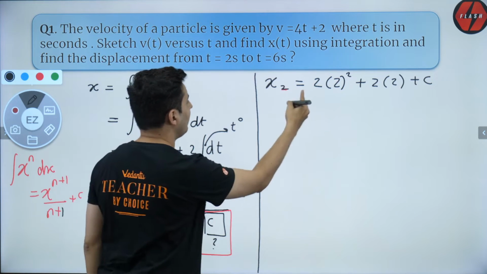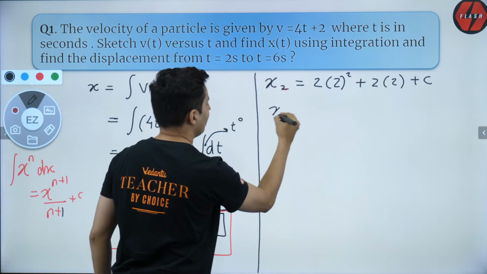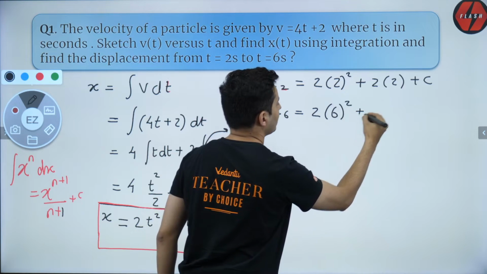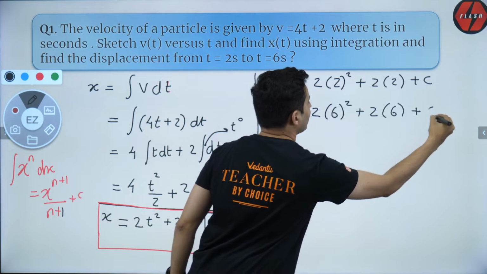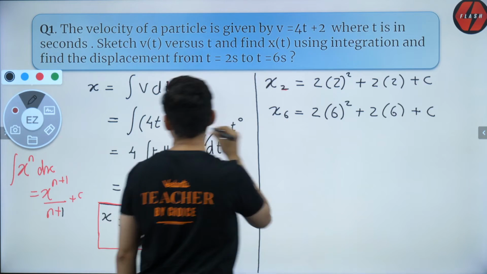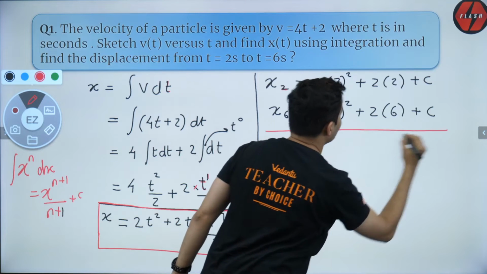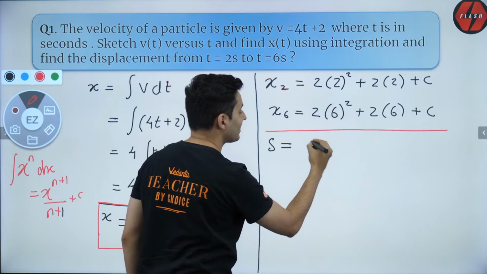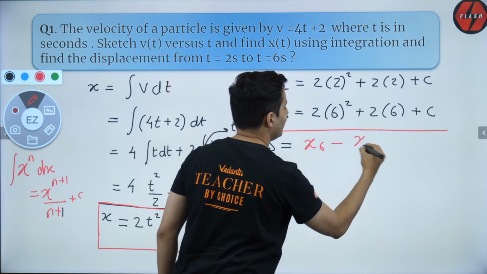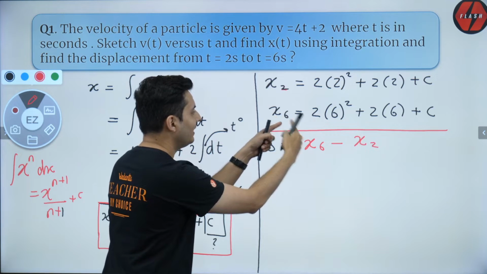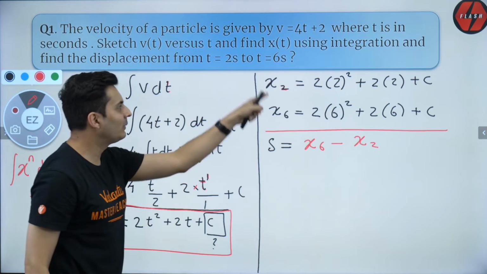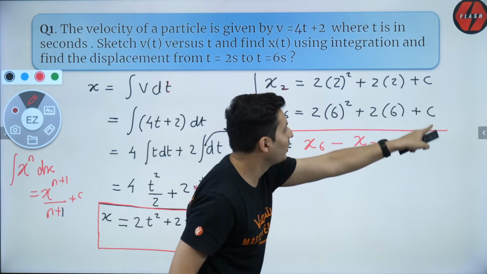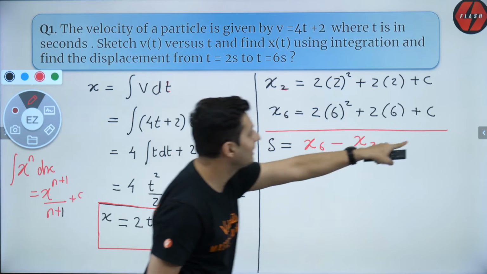Then again substitute the value of time as 6 and find the new position. So 2 into 6 square plus 2 into 6 plus c. Now think about it, guys. You just have to find the displacement. Do not forget, displacement is final position minus initial position. This was final and this was initial position. So between 2 to 6, that's how you can find the displacement. That's why this c won't matter when you find the displacement. It will get cancelled out.